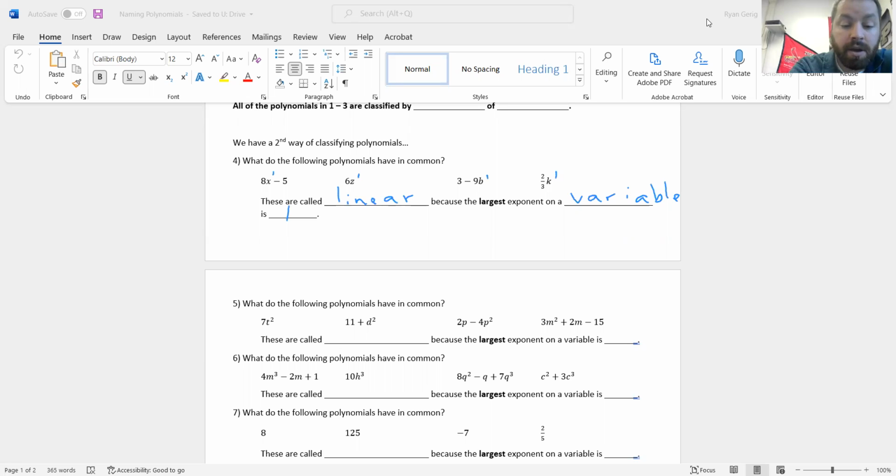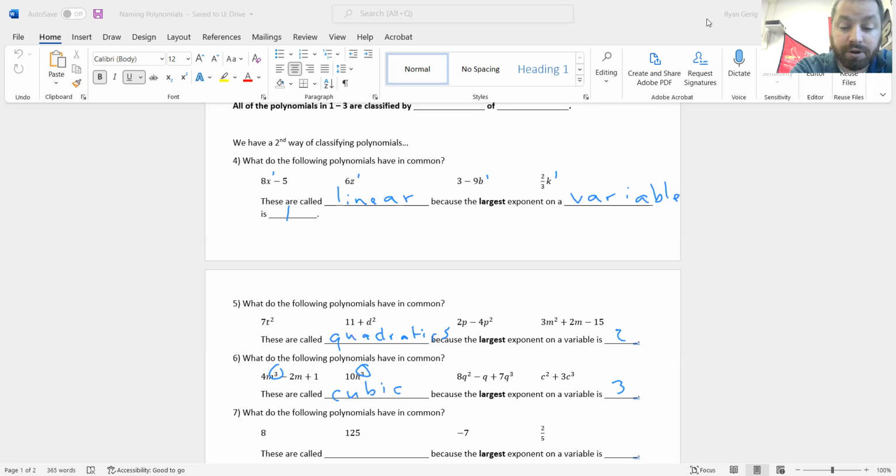Okay. Number 5, largest exponent on a variable on these is 2. What do we call that? Can be a little confusing here. A lot of people think quad means 4, but this is actually a quadratic. I guess these are called quadratics because the largest exponent on a variable is 2. Okay. Next one, largest exponent on a variable is 3, right? So we call that cubic.